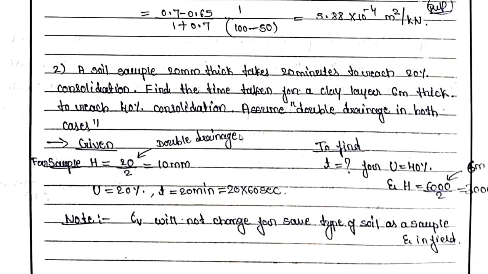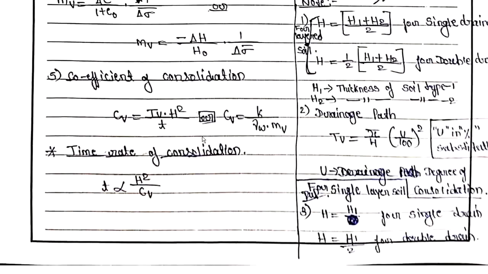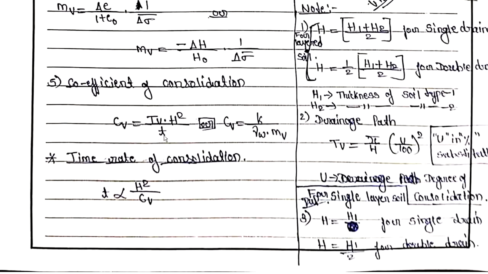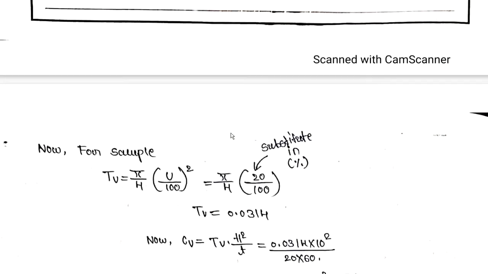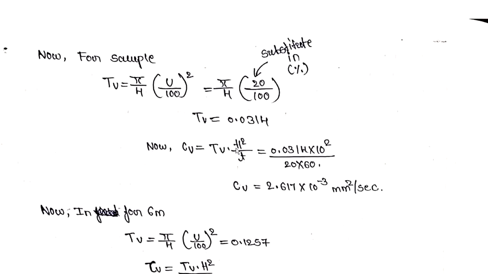Before finding CV, let us know the formula for CV. CV is equal to TV into H square divided by T. CV is also equal to K divided by gamma W into MV. So I am going to use the same formula: CV is equal to TV into H square divided by T. I know T and I know H, so I must find TV. TV is equal to pi by 4 into U divided by 100 whole square. Remember, U we have to substitute in percentage.